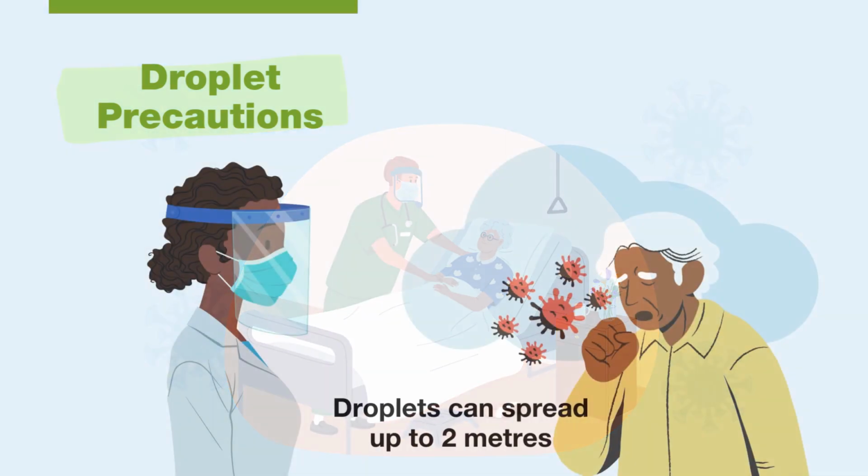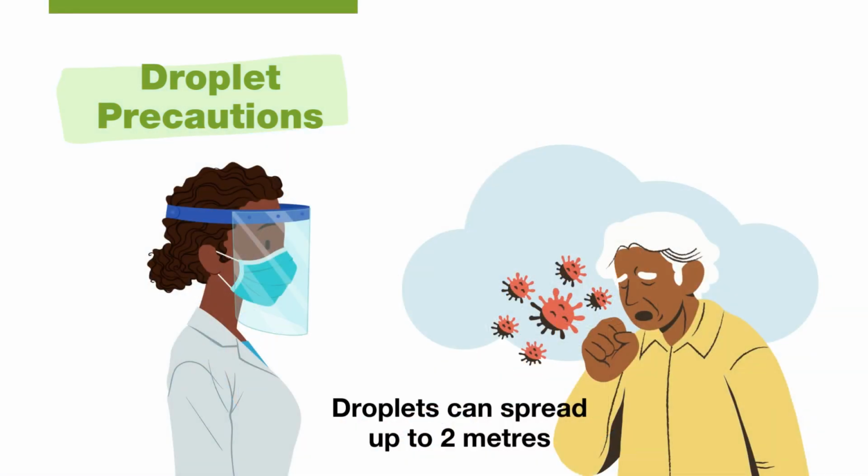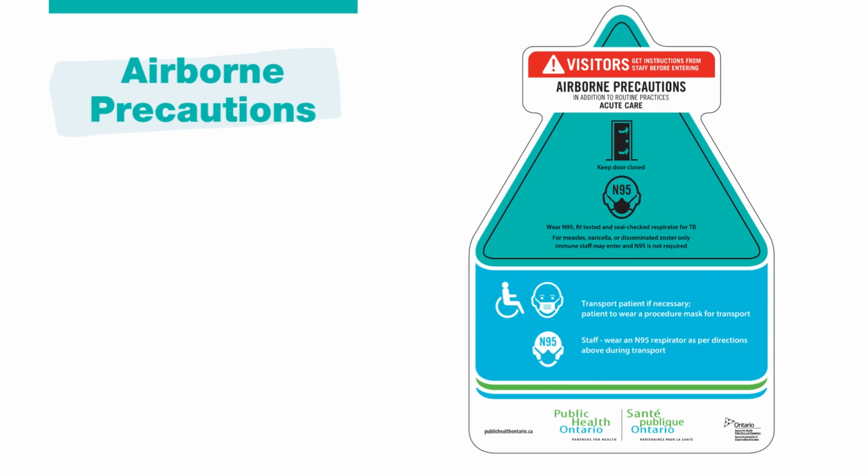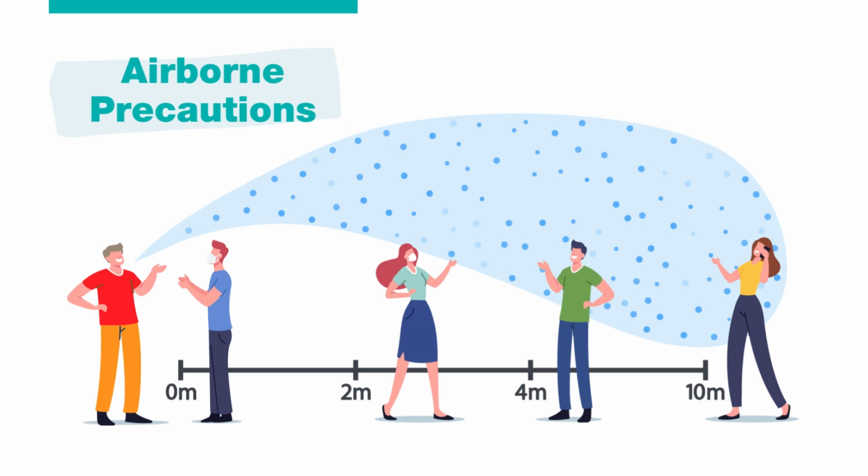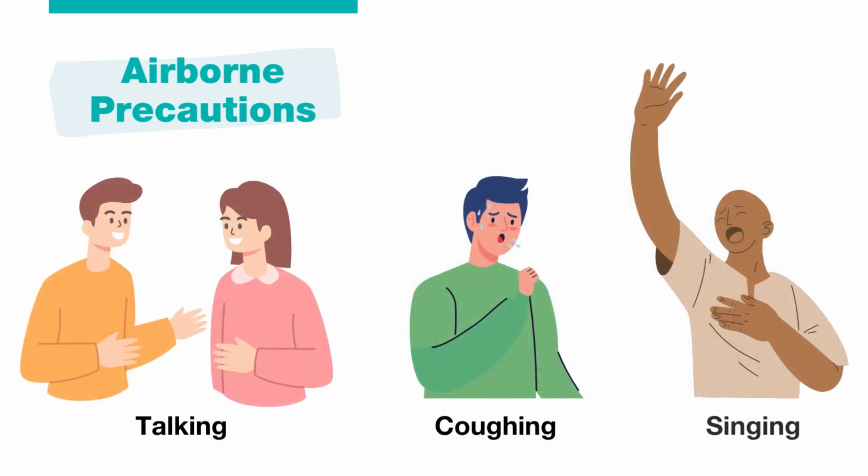Wearing a mask and eye protection will help protect you from infectious droplets, which can be spread up to a 2-meter distance. The final category is airborne precautions. This is when tiny airborne particles stay suspended in the air and travel along air currents, where they can infect people at longer distances. Airborne particles are transmitted by doing things such as talking, coughing, and singing.